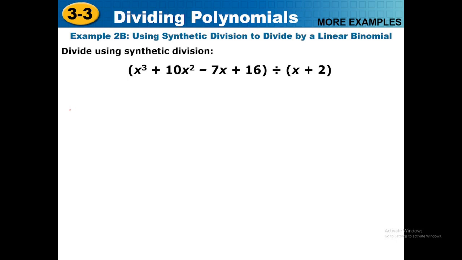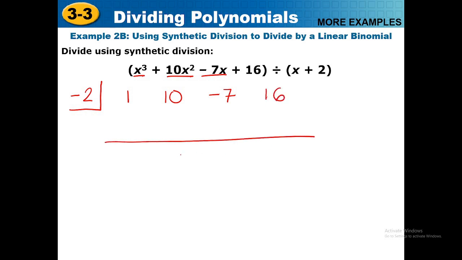What is the value of A? Negative 2, sir. Okay, let's write the coefficients. X cubed. 1. X squared. Positive 10. X. Negative 7. And the constant term, which is 16. So there's no 0 here, sir, because there's no missing term. Bring down 1. Next, what do we do? Multiply negative 2 and 1. The result is negative 2. And then you add them. How much do you get?